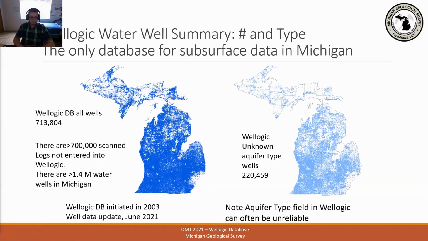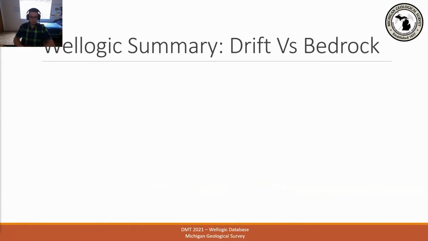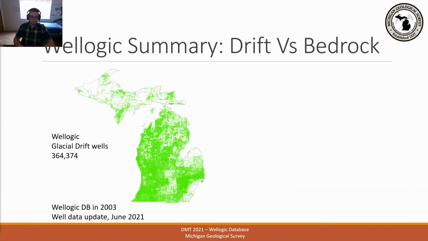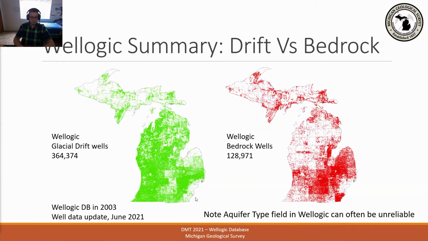And one of the other key things to understand is that when the drillers put this in, some of them don't even tell what the aquifer type is. So we have about 220,000 that don't even tell you what the aquifer type is. But the other key is that we have a definition of drift wells versus bedrock wells. And so as you can see, you have a concentration in the areas of the drift wells, and then you have the bedrock wells, and you can see where there are both drift and bedrock wells. But the real note is that many times the aquifer type can often be wrong.